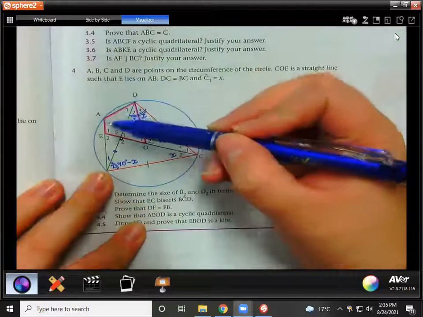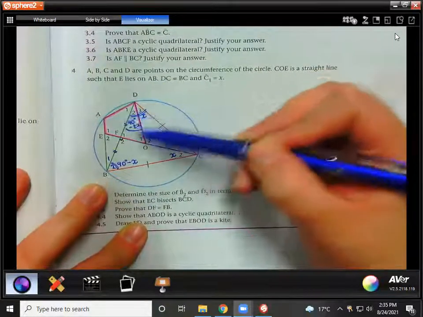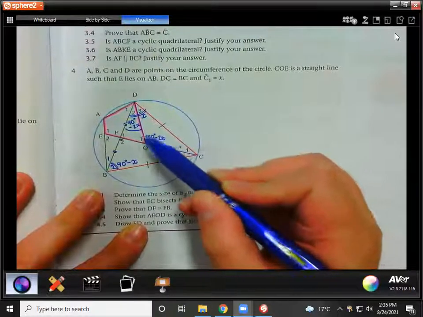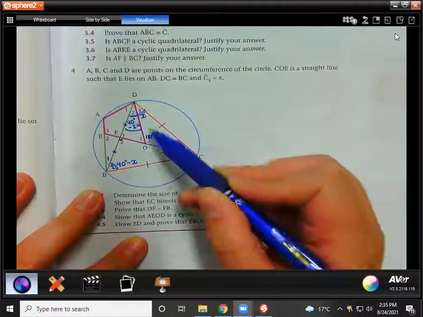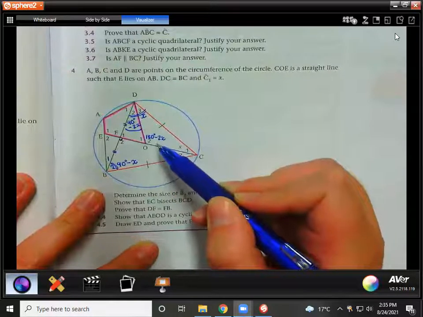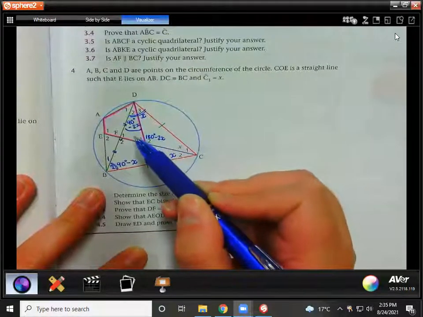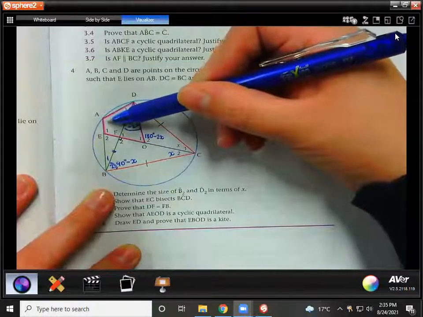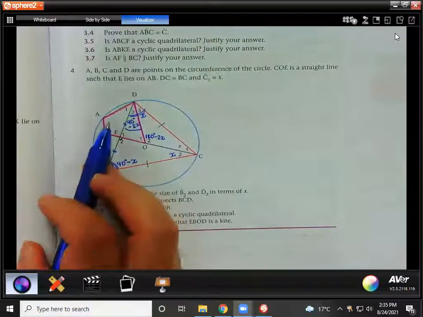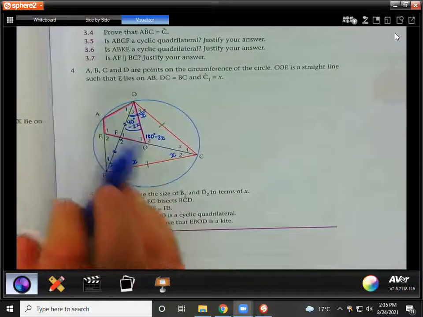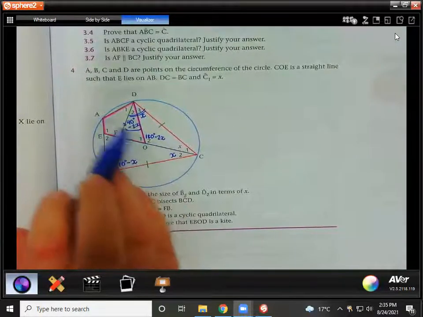So what I did was I looked at this quad, and I saw that I actually have the exterior angle here. I have that is 180 minus 2x. Now, what would be the opposite interior angle? First, we look for the angle next to it, and then the angle opposite to that one is A. So if I can prove that A is also 180 minus 2x, then I have that it's equal to the exterior angle, so it's a cyclic quad.